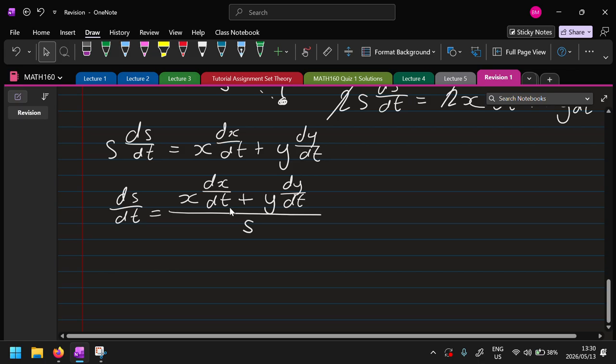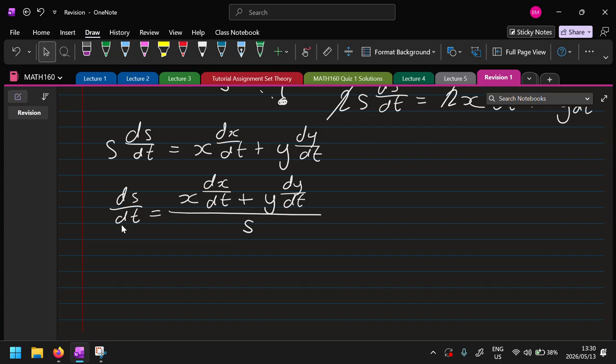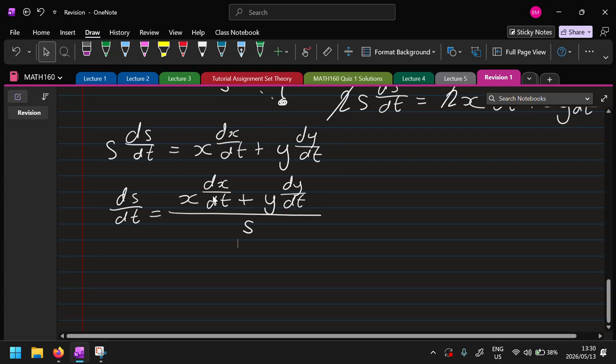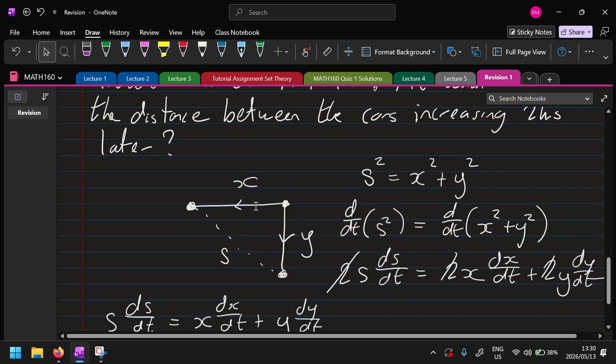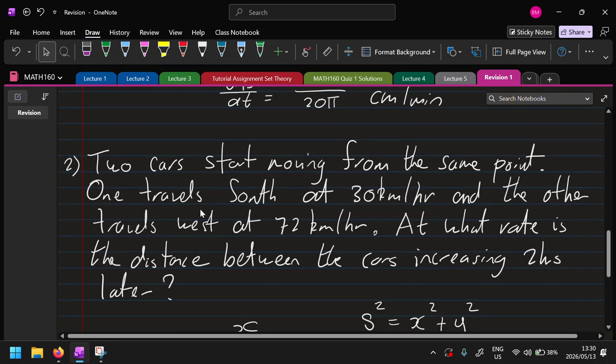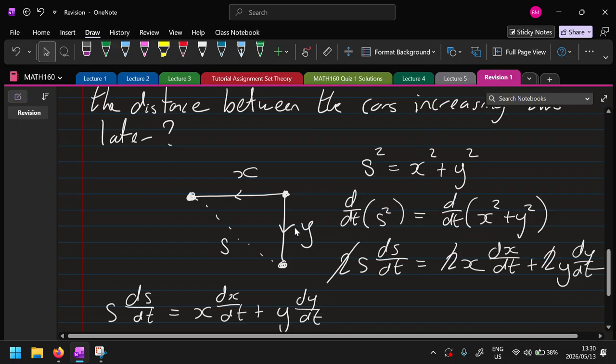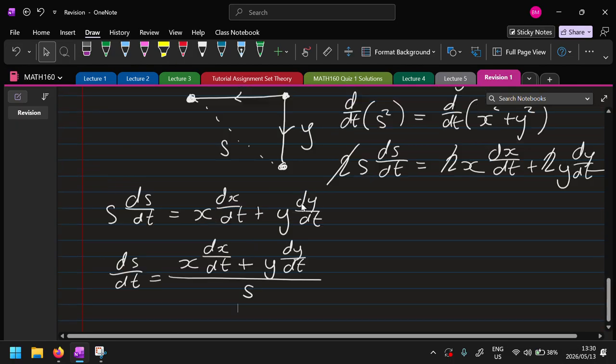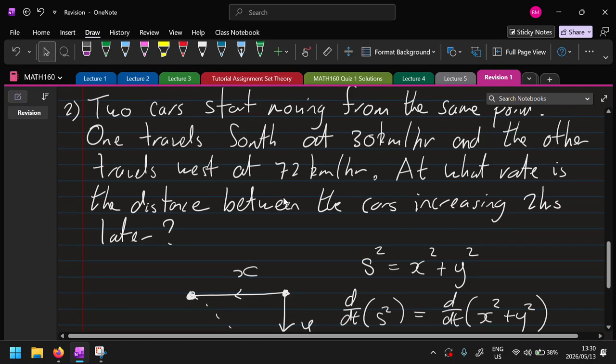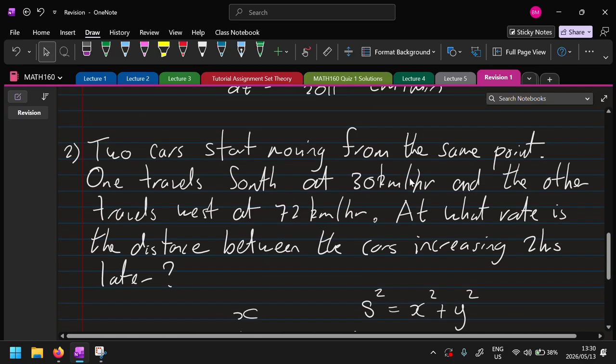Okay, now let's see what we know, what we don't know. So ds by dt, we don't know that, so we keep it on one side. Now on the other side, we need to see what do we know, what do we not know, and then we substitute. So dx by dt, that's the speed of this car over here, the one going west. Do we know that? Yes, so that's fine. dy by dt, that's this car going down here. Do we know that? Yep, we've got that over there.